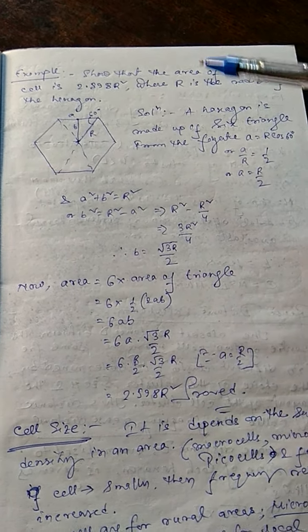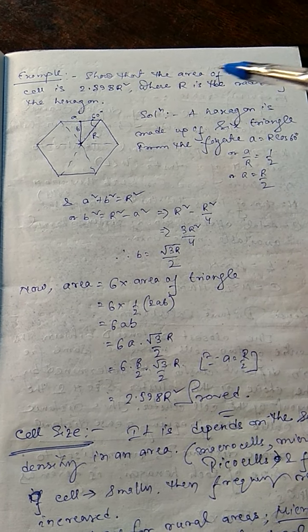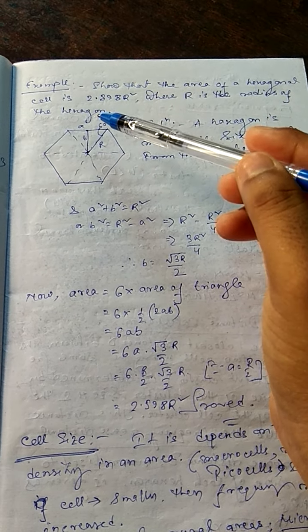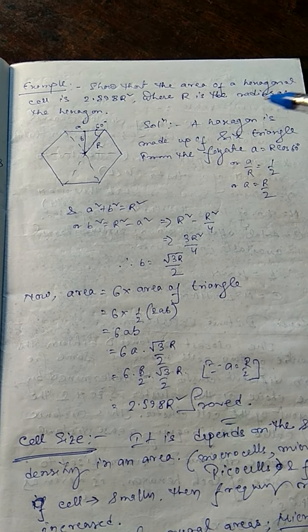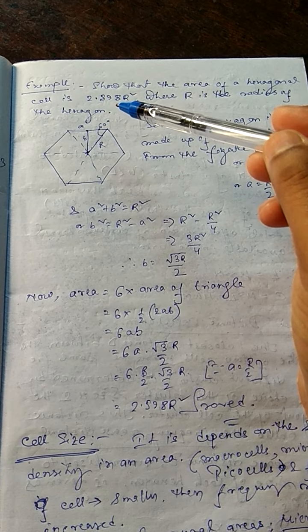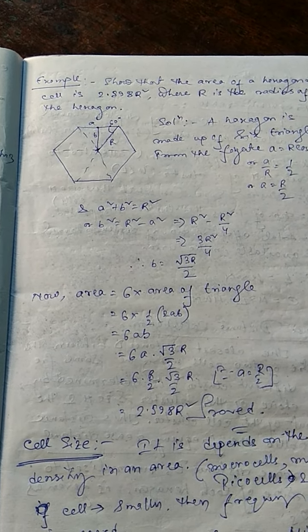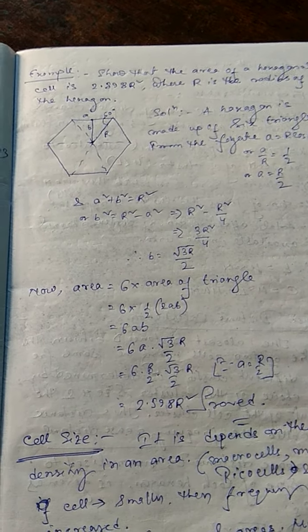That means as per that numerical problem, we showed that the area of the hexagonal cell is 2.598 r square, that is proved. And that is very important for any kind of examination.